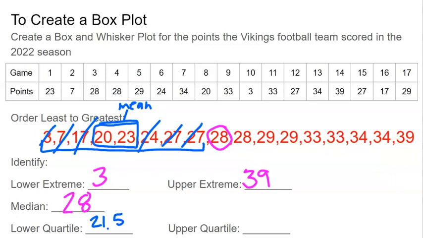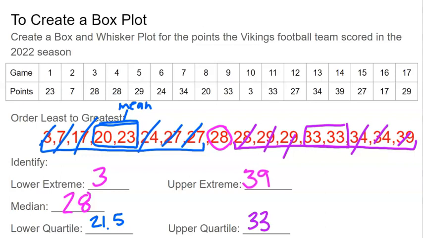Now we're going to do the same thing for the upper quartile. We're going to take the upper portion of the data, starting right after the median and going all the way to the end, but not including the median. We'll cross off to find that halfway point, and we're at 33 and 33. We don't have to find the between of 33 because that's the same number, so it is just going to be 33.